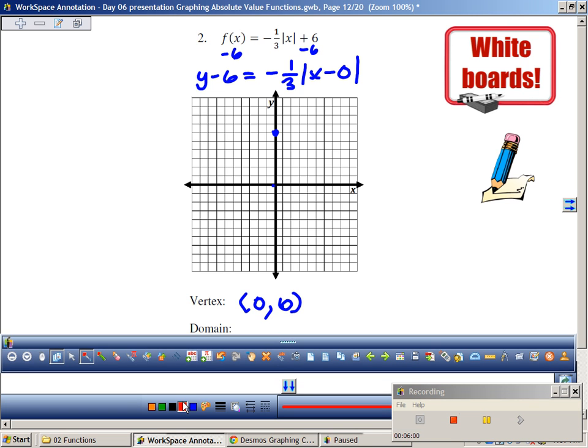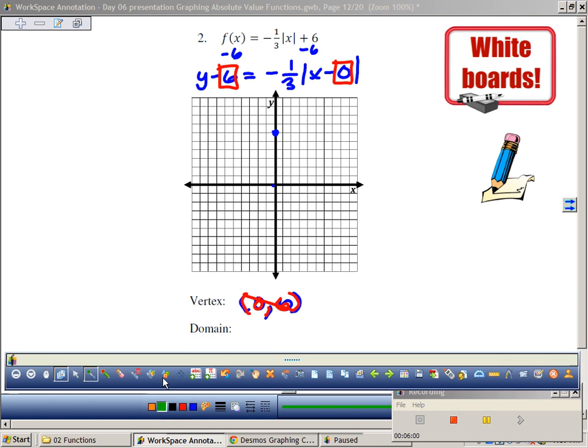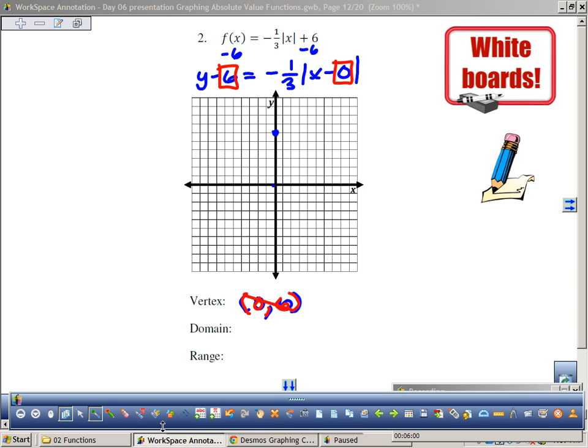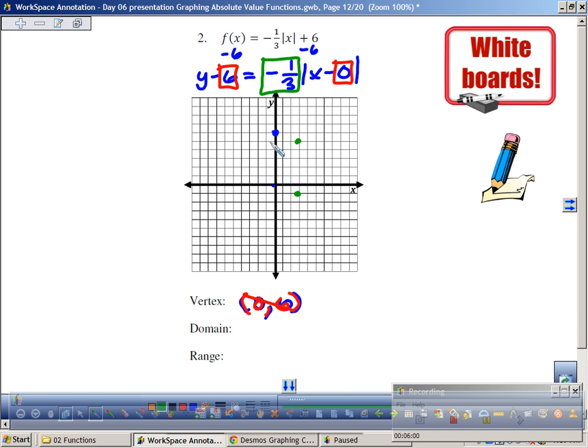And remember I told you that 0, 6 is right here and right here. Next, I need my slope, for lack of a better word. It's right here. I'm going to go down 1 and over 3. 1, 2, 3. Down 1 over 3, down 1 over 3.